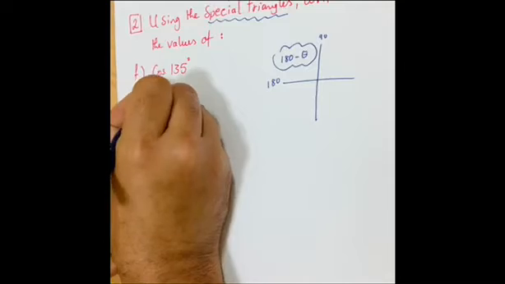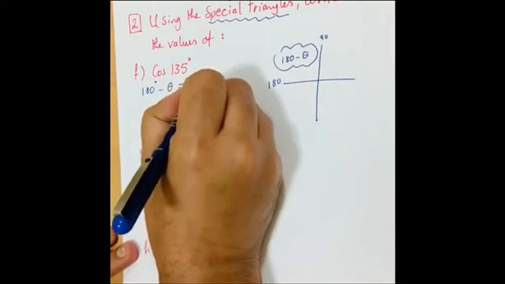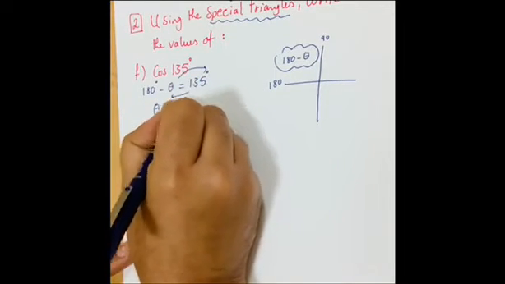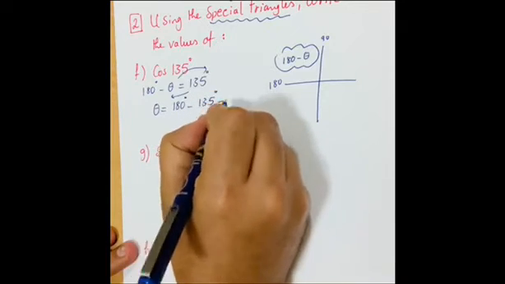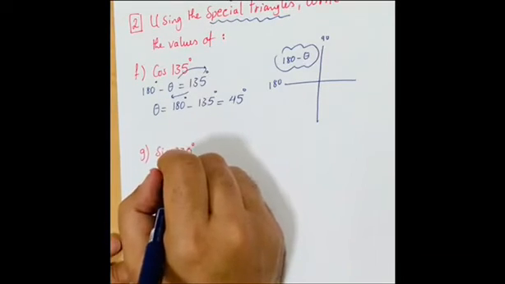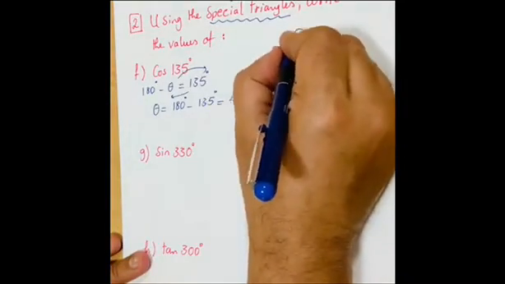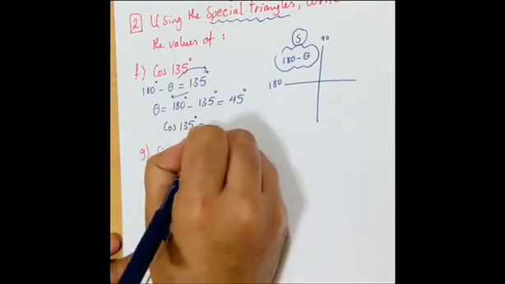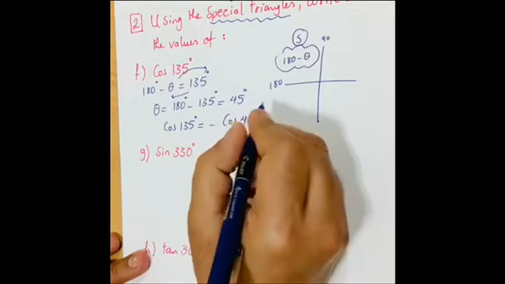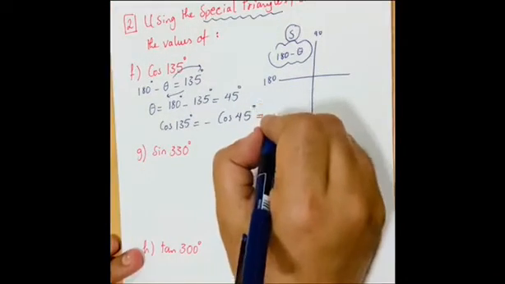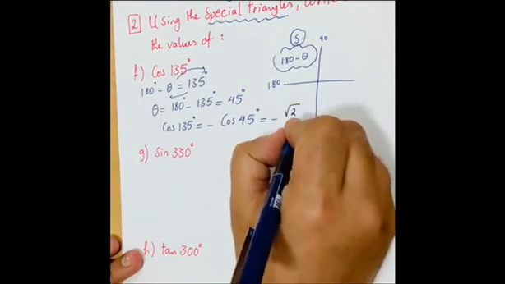So 180 minus theta is equal to 135. Then theta equals 180 minus 135, which is equal to 45. So the equivalent angle in the first quadrant, which is the same as 135, is 45. What is the sign of cosine in the second quadrant? In the second quadrant, only sine will take positive. So cosine of 135 is equal to negative cosine of 45. Then we know that cosine 45 using the calculator is equal to root of 2 over 2. So negative root of 2 over 2.